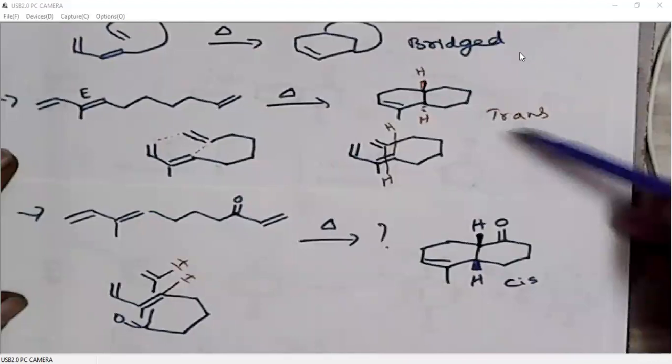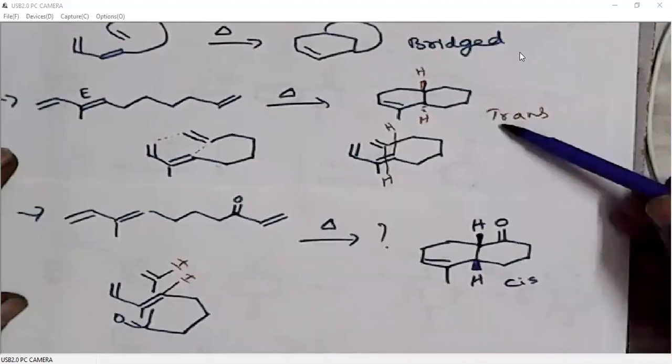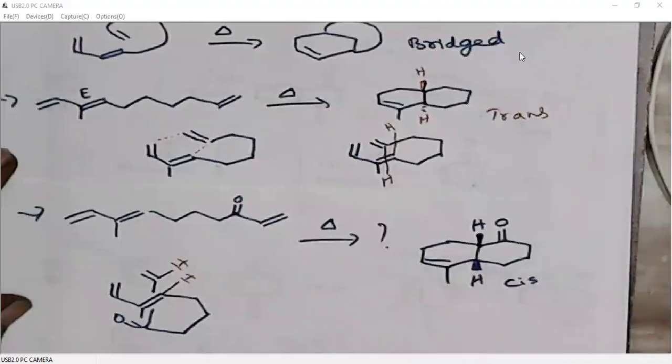In this example, we are getting a trans ring fusion. So that's what is important to understand.